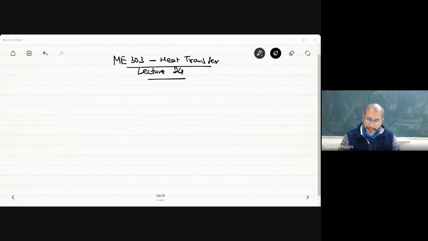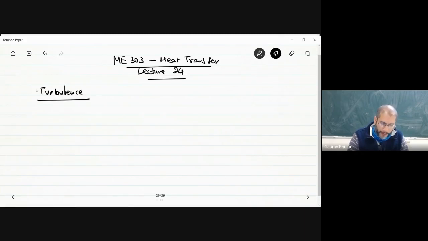Okay, so before that, let us first talk about what turbulence means. What is turbulence? We have a decent understanding of what turbulence is. So this is mostly a recap of what we have learned in fluid mechanics 101.